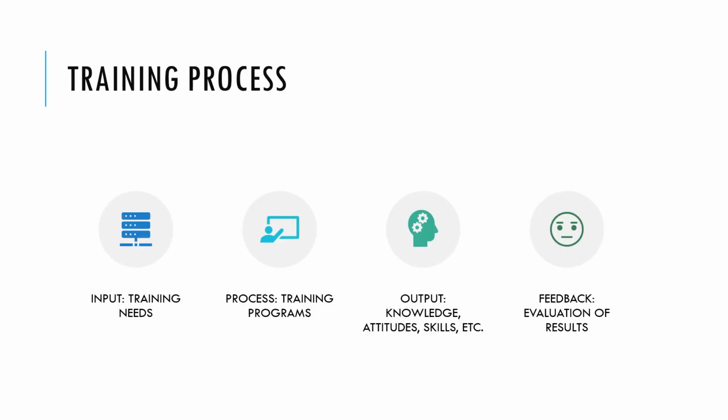In the training process, the inputs are the training needs. The process is the training program. The outputs are the knowledge, attitudes, or skills that the employee will develop. And the feedback will be the evaluation of the results obtained by the training programs.